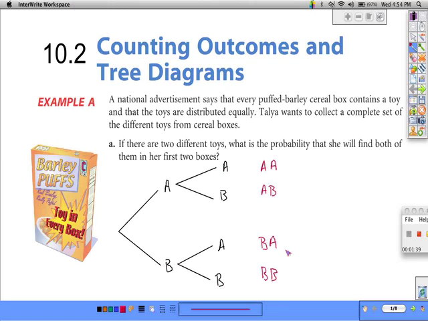So by listing out these outcomes, we can look at them and see that we have four possible things that could happen, and two of them satisfy what we're looking at, getting both of the toys. So this probability is equal to 1/2.